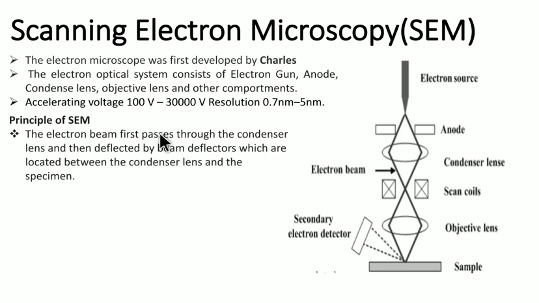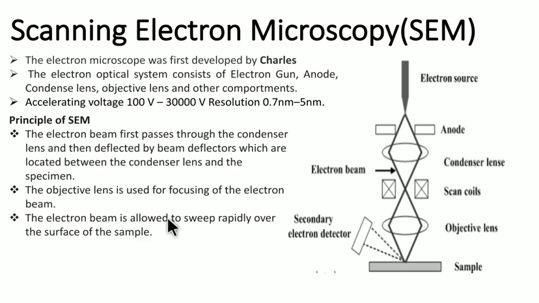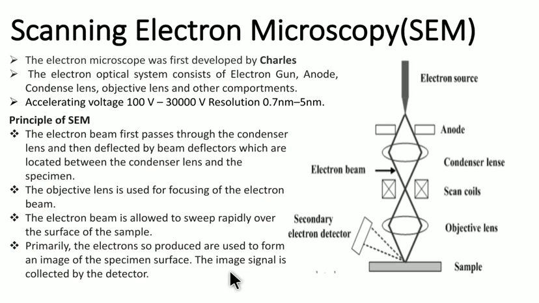Now go to the principle. Here, the electron beam first passes through the condenser lens, then is deflected by a beam deflector, which is located between the condenser lens and the specimen. The objective lens is used for focusing the electron beam. The electron beam is allowed to sweep rapidly over the surface of the sample. The electrons produced are used to image the specimen surface, and the image signal is collected by the detectors.